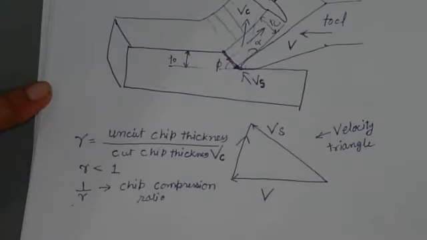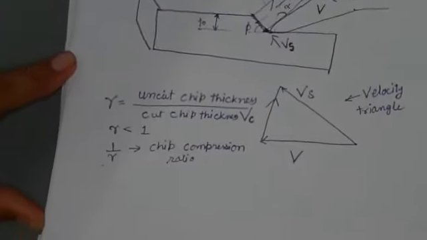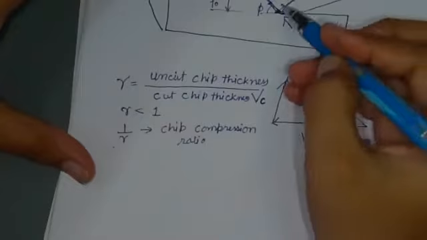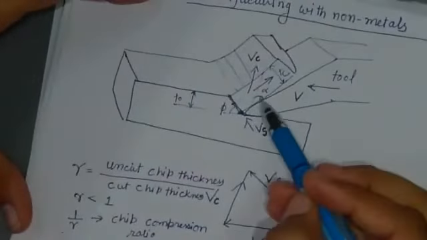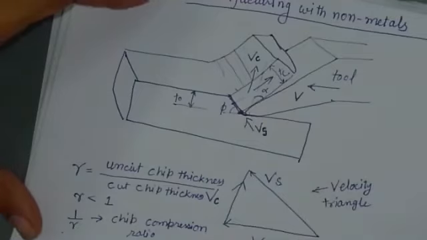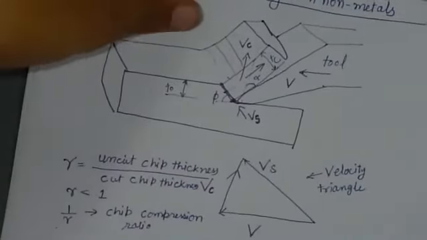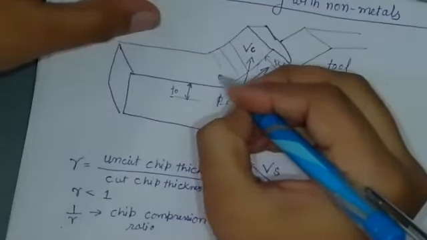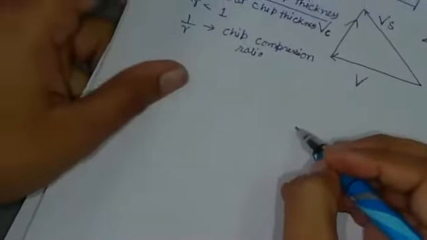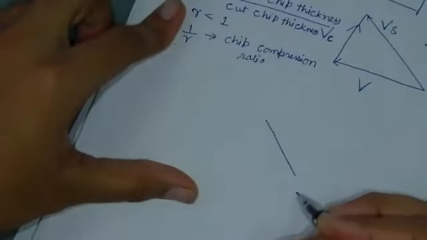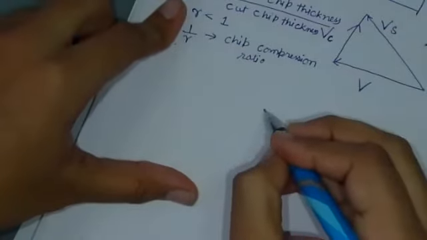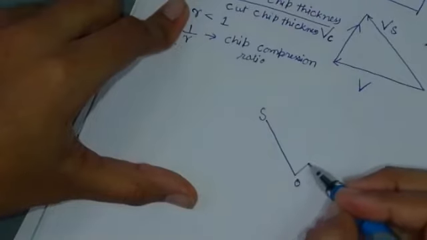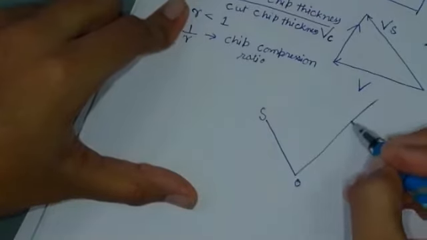Also, if we want to do some more analysis of chip thickness ratio, if you see this shear zone, I'm just trying to make another figure for the shear zone. Let's say this point is O and this point is S. S is for shear. So this is O, the origin point, and this is the shear point. And let's say this is the tool chip interface. You can say this is the tool.